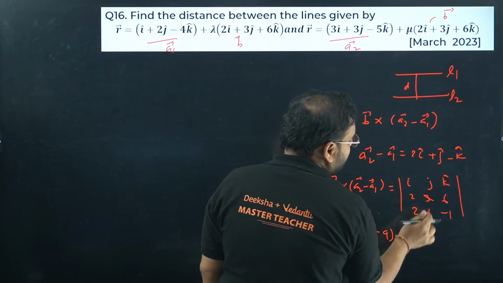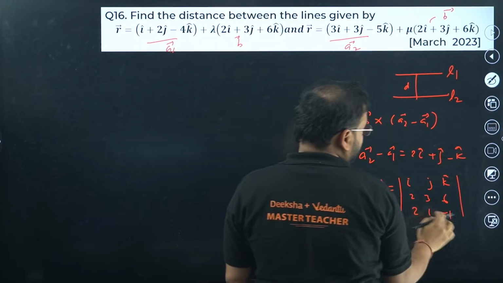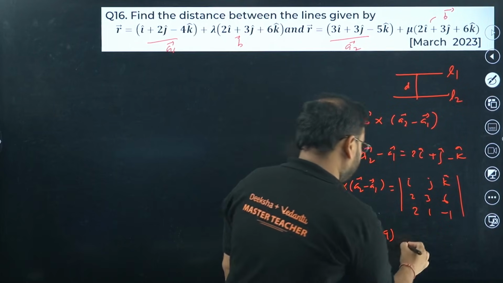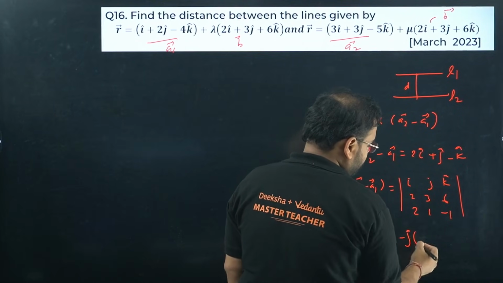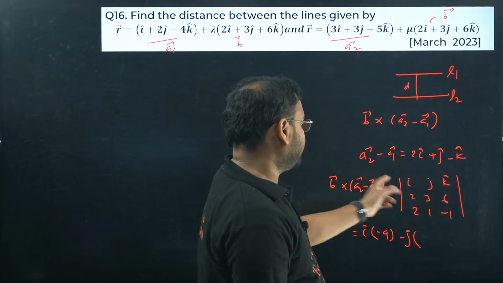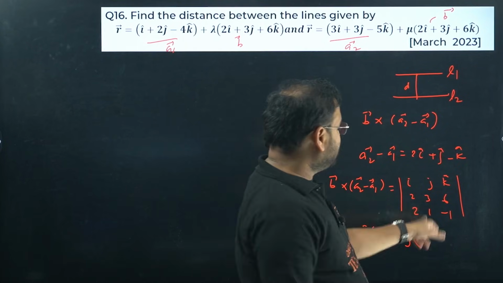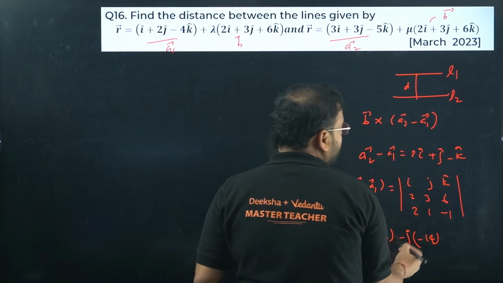Minus 3 and minus 6 is minus 9. Now with minus j cap, I'll get what? Minus 2 and minus 12, right? With j cap, I'll get minus 2 and minus 12, which is minus 14. Am I right? Minus 2 and minus 12.